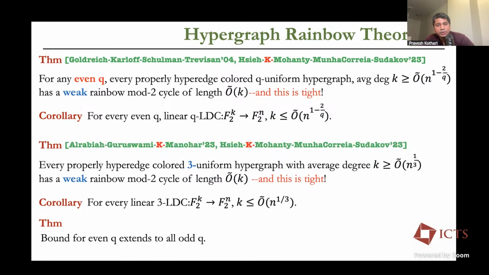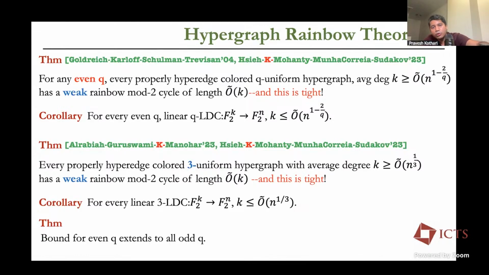Okay, good. So, I'm going to state the results that I told you before for 3 query LDC lower bounds, this paper with Omar Al-Rabia, Venkat, and our student Peter. And then later on this combinatorial and slightly sharper argument with these other people, also as a rainbow hypergraph cycle bound. Namely that if I give you a 3 uniform hypergraph with average degree n to the 1/3 up to some polylog factors, and it is properly edge colored, meaning the hyperedges incident on any single vertex are all of distinct colors, then such a hypergraph must have a weak rainbow cycle.